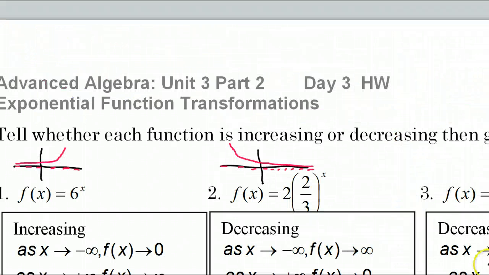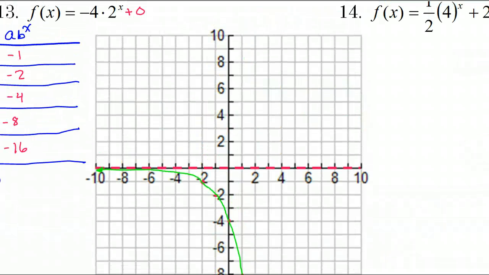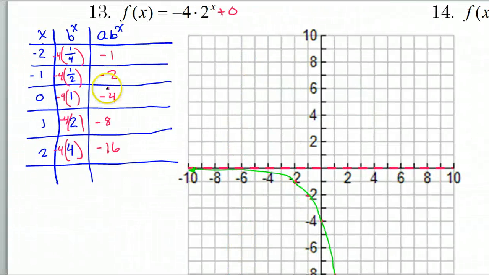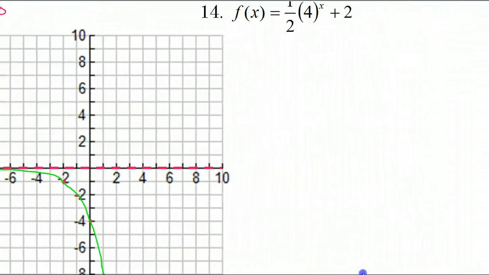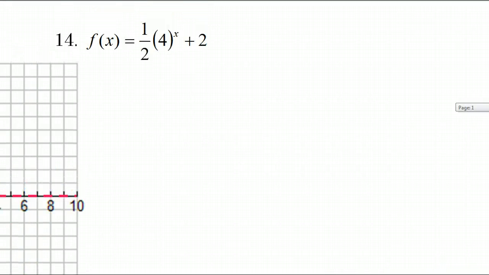Let me zoom out a little bit. Alright, it's all about having the triple table. That is the key to graphing these. Okay, so let's go ahead and do number 14. Alright, this one even has a shift on the end of it. So that's going to be one extra step, so I can't wait to do that.